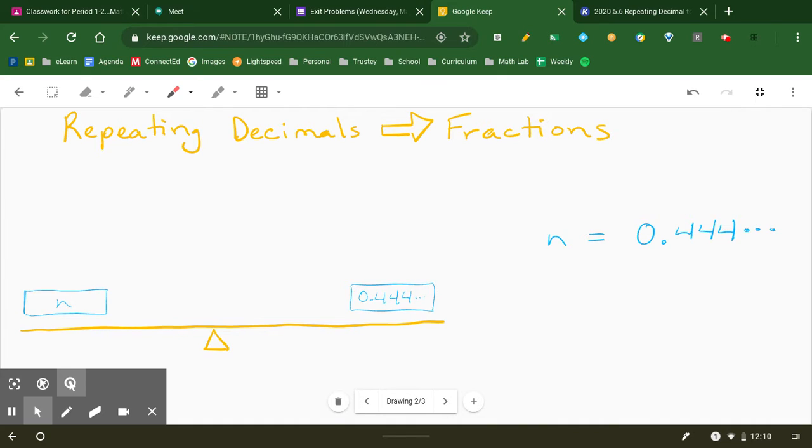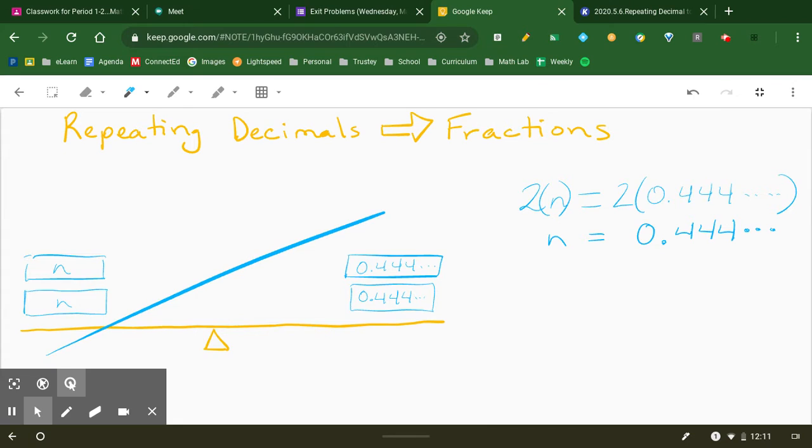To do so, we're going to actually need to use a little bit of our knowledge on equations. Now you see my drawing and you see how I write it with numbers and symbols. A single n here is equal to 0.444 repeated, okay? Remember that all equations must remain balanced. Therefore, if I add another n on the left side, I must keep it fair and balanced so as not to make a crazy imbalanced equation.